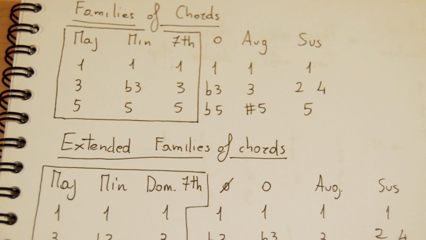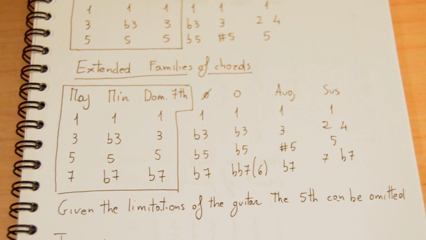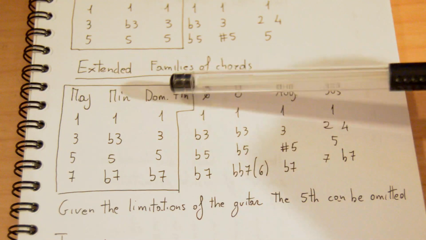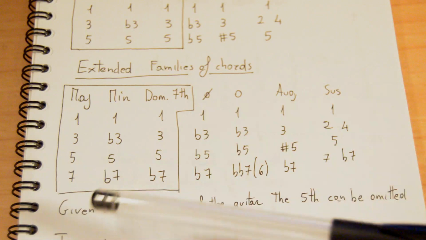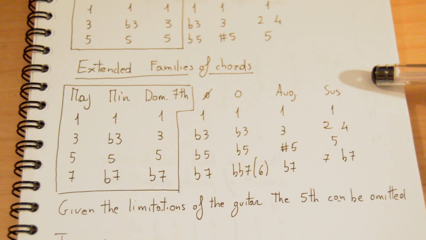Don't forget, you can always pause the video and copy these things if you want to have your own charts. I also created the same, let me see if I can zoom it properly, with regards to extended families. And by that, what I mean is the addition of the dominant seventh. The reason I did that is because if we look at major and dominant seven until the triad, 1-3-5, it is actually the same. What differentiates them is eventually the presence of a major 7 versus flat 7, while for minor it is 1, flat 3, 5, flat 7. And of course all the other families of chords: diminished, half diminished, augmented, and sustained.